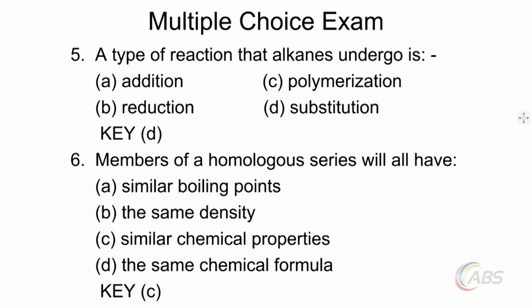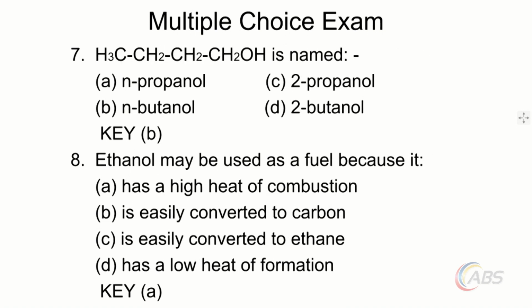Homo, same. Homologous series, the same family series. Okay, 7. That formula is named A, n-propanol or normal propanol, B, n-butanol or normal butanol, C, 2-propanol or 2-butanol. Of course, the answer is B, n-butanol. Why butanol? Because we have 1, 2, 3, 4 carbon atoms, butan, and then we have OH on that first carbon.